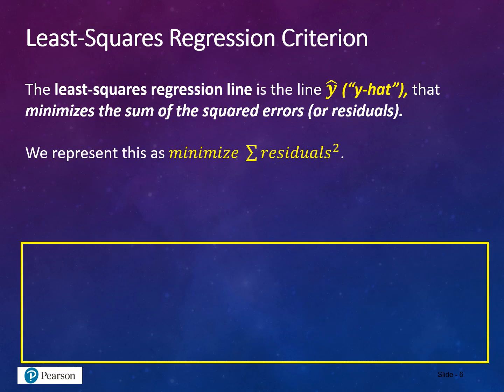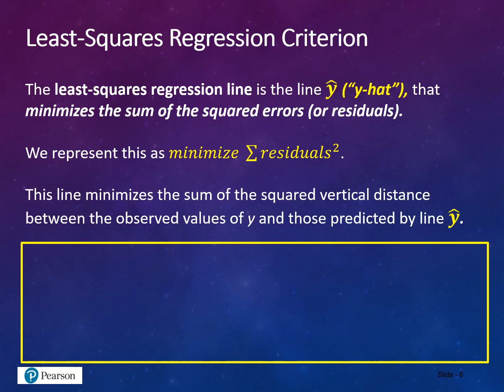The least squares regression line is the line called y hat. You can see that with the little hat sign above the y. The least squares regression line is the line that minimizes the sum of the squared errors or residuals. We represent this as minimize the summation of residuals squared. This line minimizes the sum of the squared vertical distances between the observed values of y and those predicted by the line y hat.